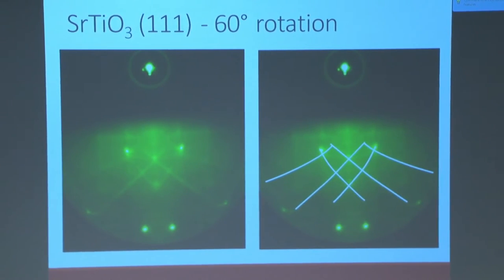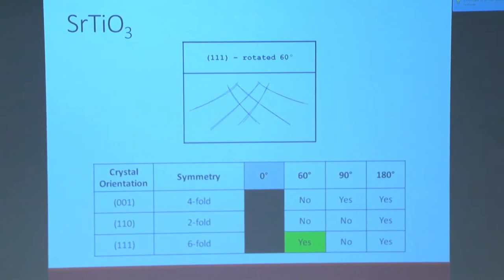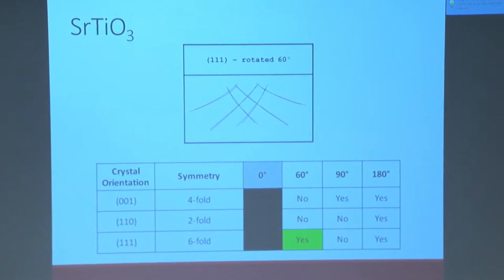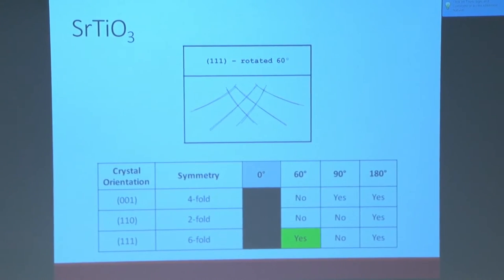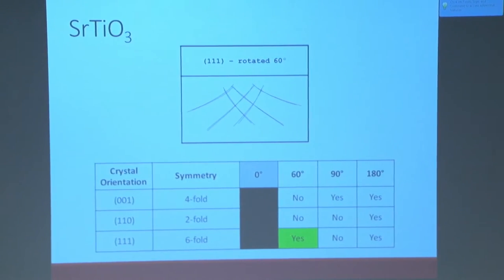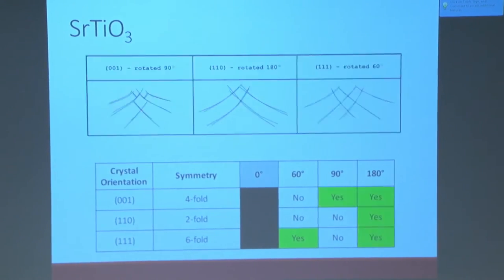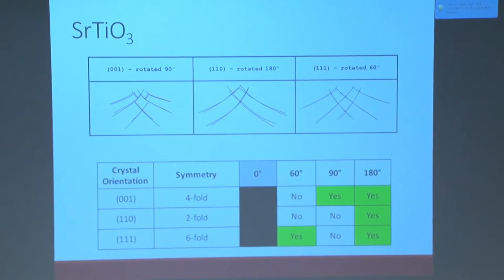To make this clearer, we superimpose the two sets of Kikuchi lines we obtain and qualitatively assess that these two sets of Kikuchi lines are the same pattern. And this corresponds with our hypothesis that this substrate would need 60 degrees of rotation to reobtain the same Kikuchi line structure. We did this with the rest of the substrates at the angles that we proposed would give us the same Kikuchi line structure.